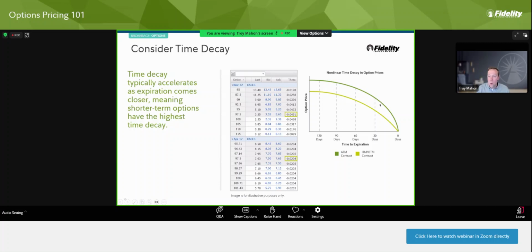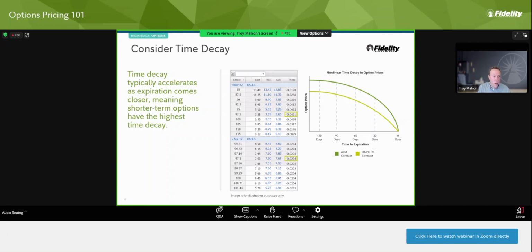As a seller, time decay is working for us. So we should know when time is working most in our favor, and that's going to be in this area right here, not in this area. Time decay is still working against us from the long side, and it's working for us on the short side, but it's not working for us as much.